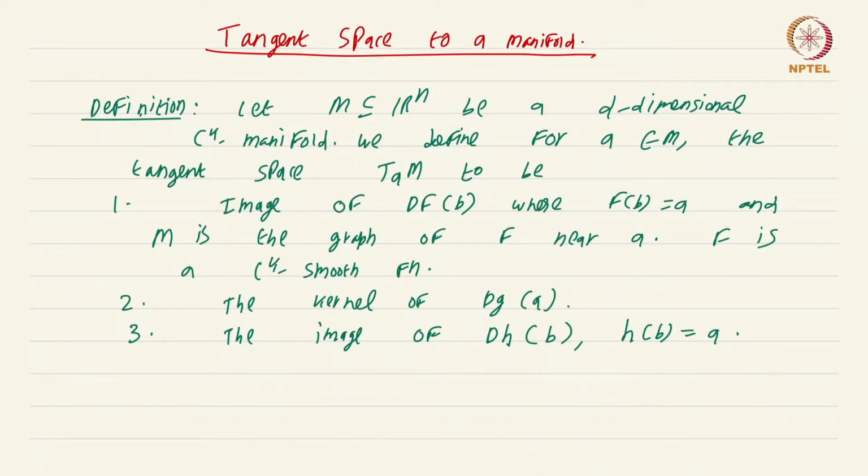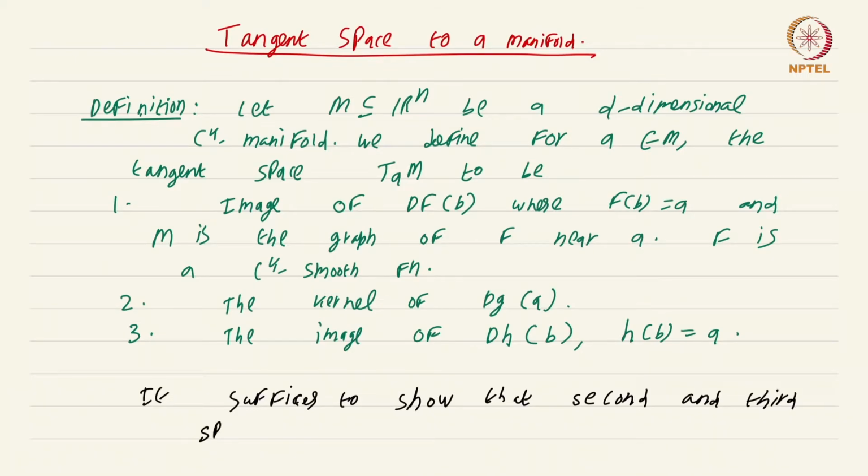To make sure that this definition is well defined, I have to show two things. For a given choice of f, g and h, they all should coincide, and if you change the choice, you should still get the same space. Now I'm going to leave it to you to think about why it suffices to show that the second and third spaces coincide.